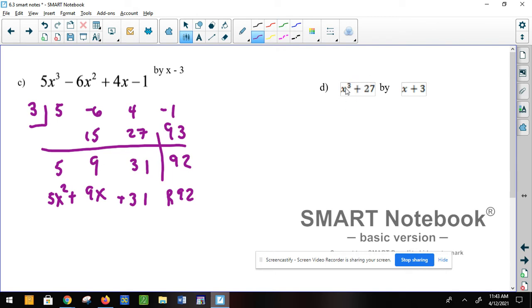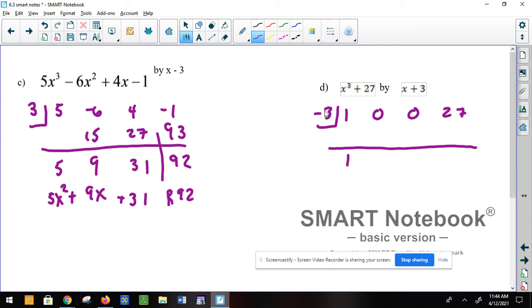Notice here this one looks a little different because this is shorter. You're also missing 2 terms, right? You're missing the quadratic and the linear. So after I make the divisor, that's +3, so you put a -3 there. X cubed is 1. There is no quadratic term, so you need a 0. There is no linear term, so you need a 0. You need those placeholders. And then 27 is the constant. If you skip those placeholders of zeros, you will not get it right.